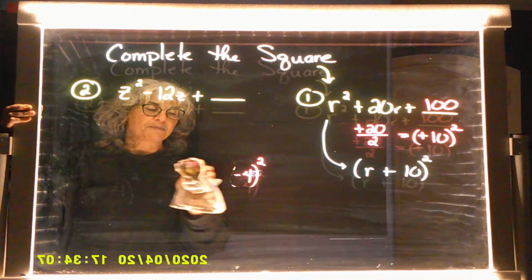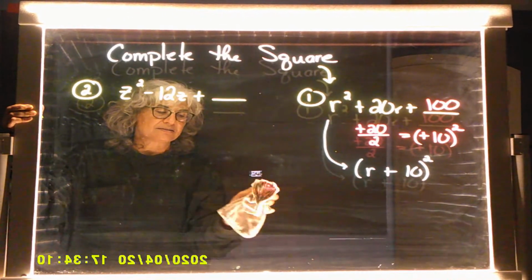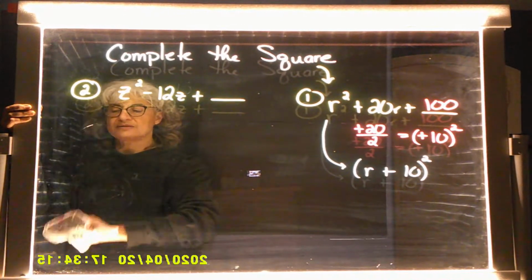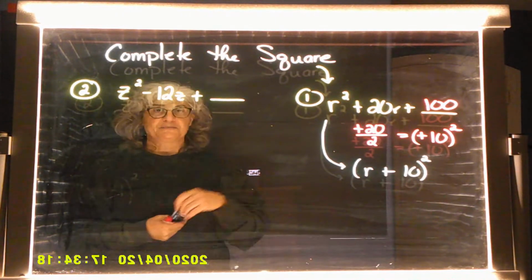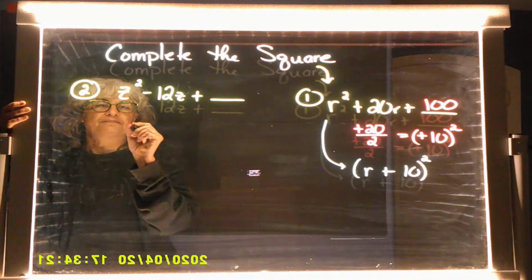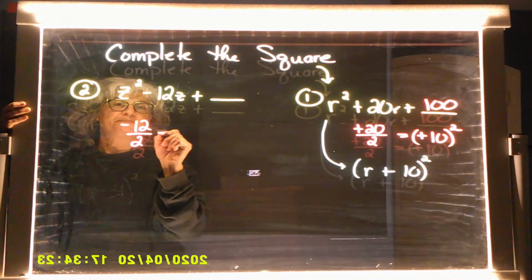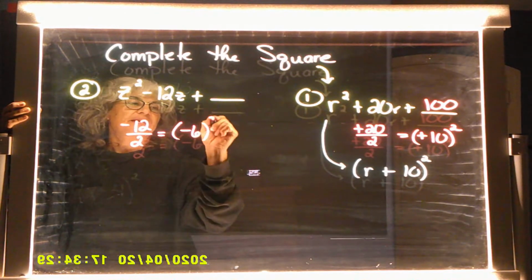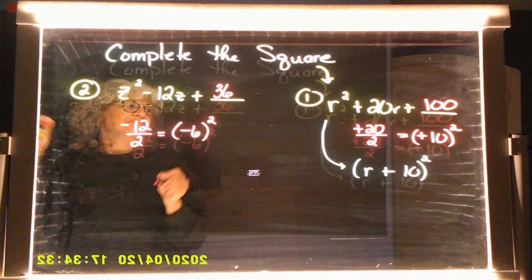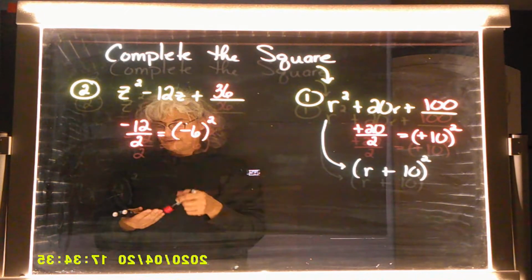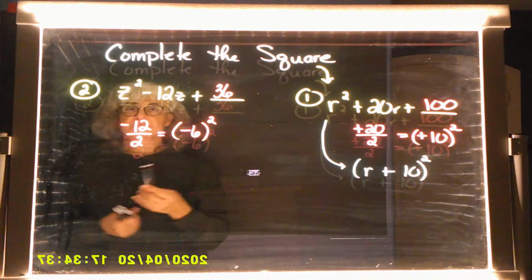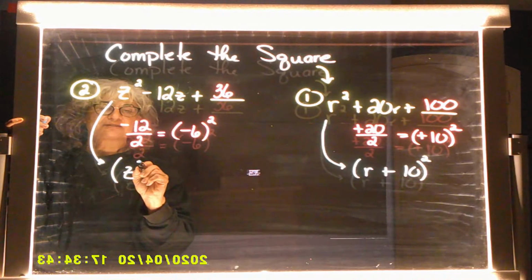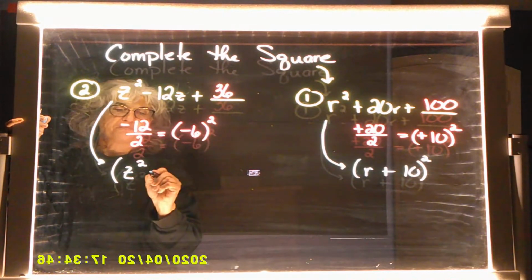Okay, so remember the pattern. The pattern is that if I look at that middle number and I take half of it, what do we get? Good, negative 6. And then if I square it, I get, excellent, 36. Okay, if you factor this trinomial, you would get z squared, excellent, minus 6.